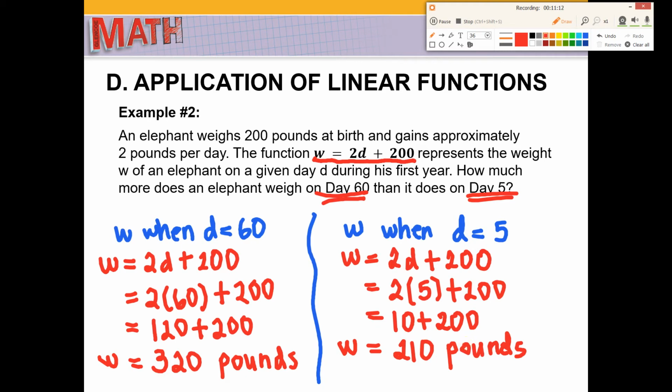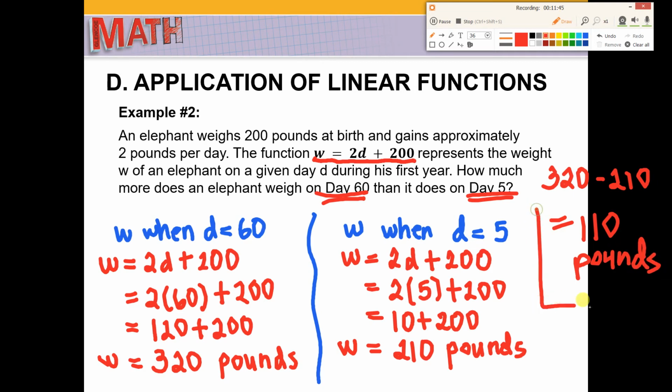Now, the final question is, how much more does the elephant weigh on day 60? So, at day 60, it weighs 320 pounds. And then on day 5, it weighs 210. So, what is the difference between these weights of the elephant? So, what we have to do is simply subtract 320 minus 210. And the answer would be 110 pounds. This will be the difference between the weight of the elephant in these 2 different days.